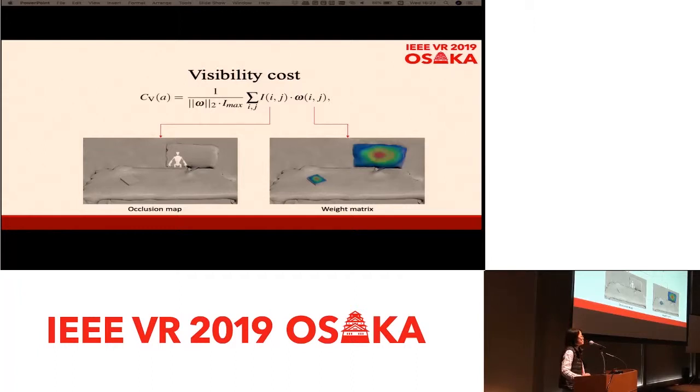Intuitively, the center of an object is usually more important than the boundary, so we design this matrix. As shown in the figure, the redder the color, the larger the penalty is. The visibility cost will penalize occlusion caused by the virtual agent.